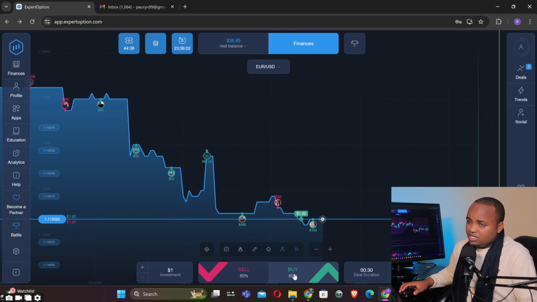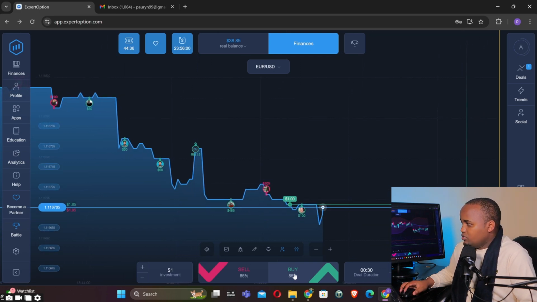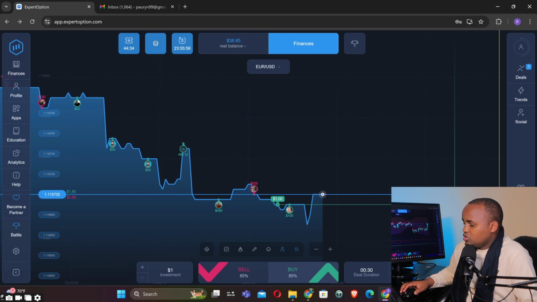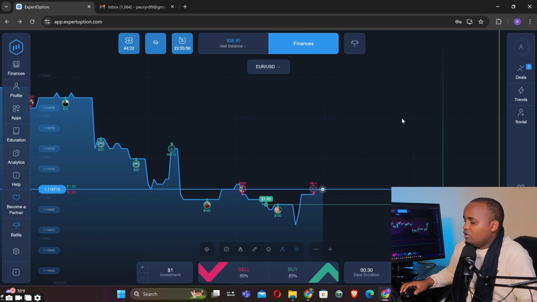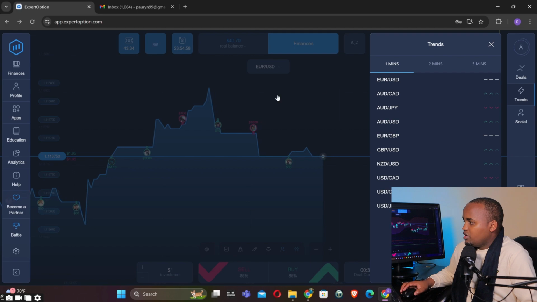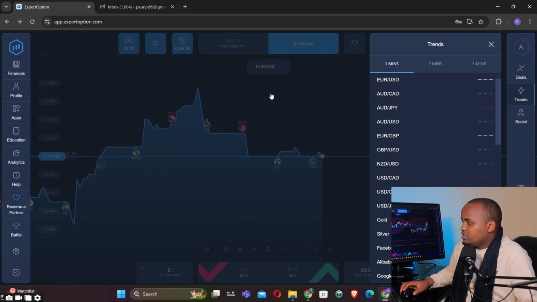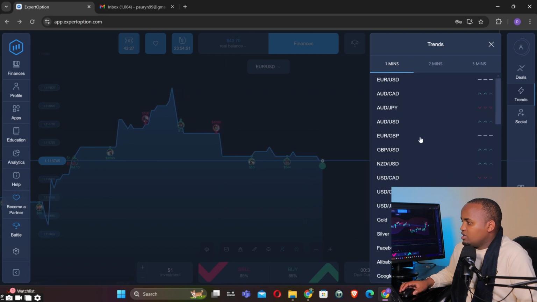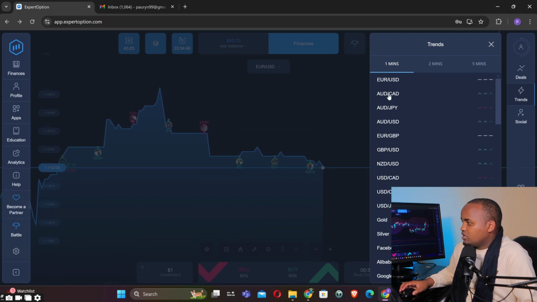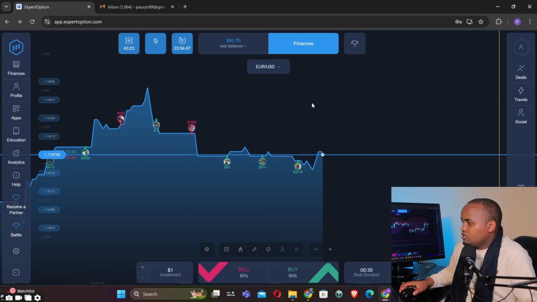One fantastic thing is that downward here there's a position where you can see the trend, how the market is doing, whether it is Euro USD, how it is actually doing around this area. You can see how it is performing here. It is actually up and showing you that it's on the uptrend.